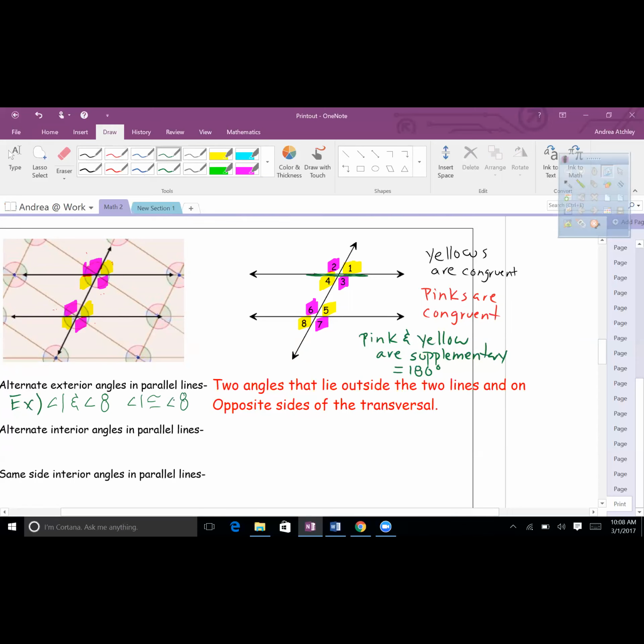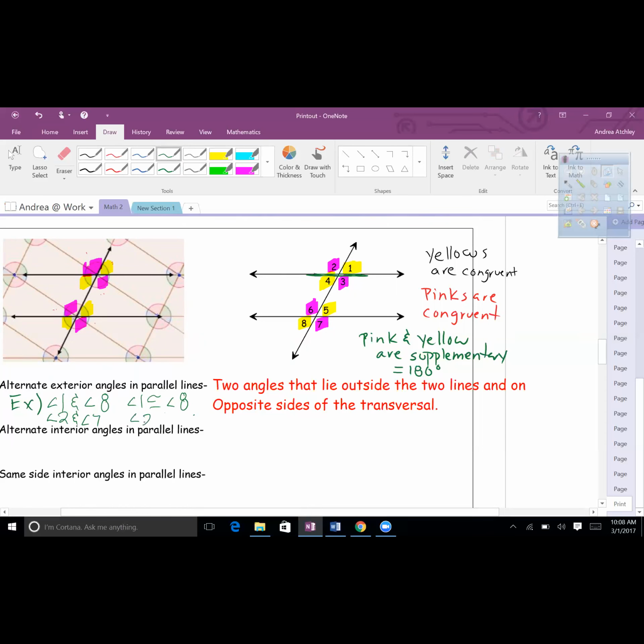There's another pair of alternate exterior angles. Okay, 2 lies outside of my parallel lines. And then 7 is also outside, and they're both on opposite sides. So angle 2 and angle 7. So the measure of angle 2 is congruent to the measure of angle, no, not measure, sorry. Doesn't need the measure because it's not an equal sign.